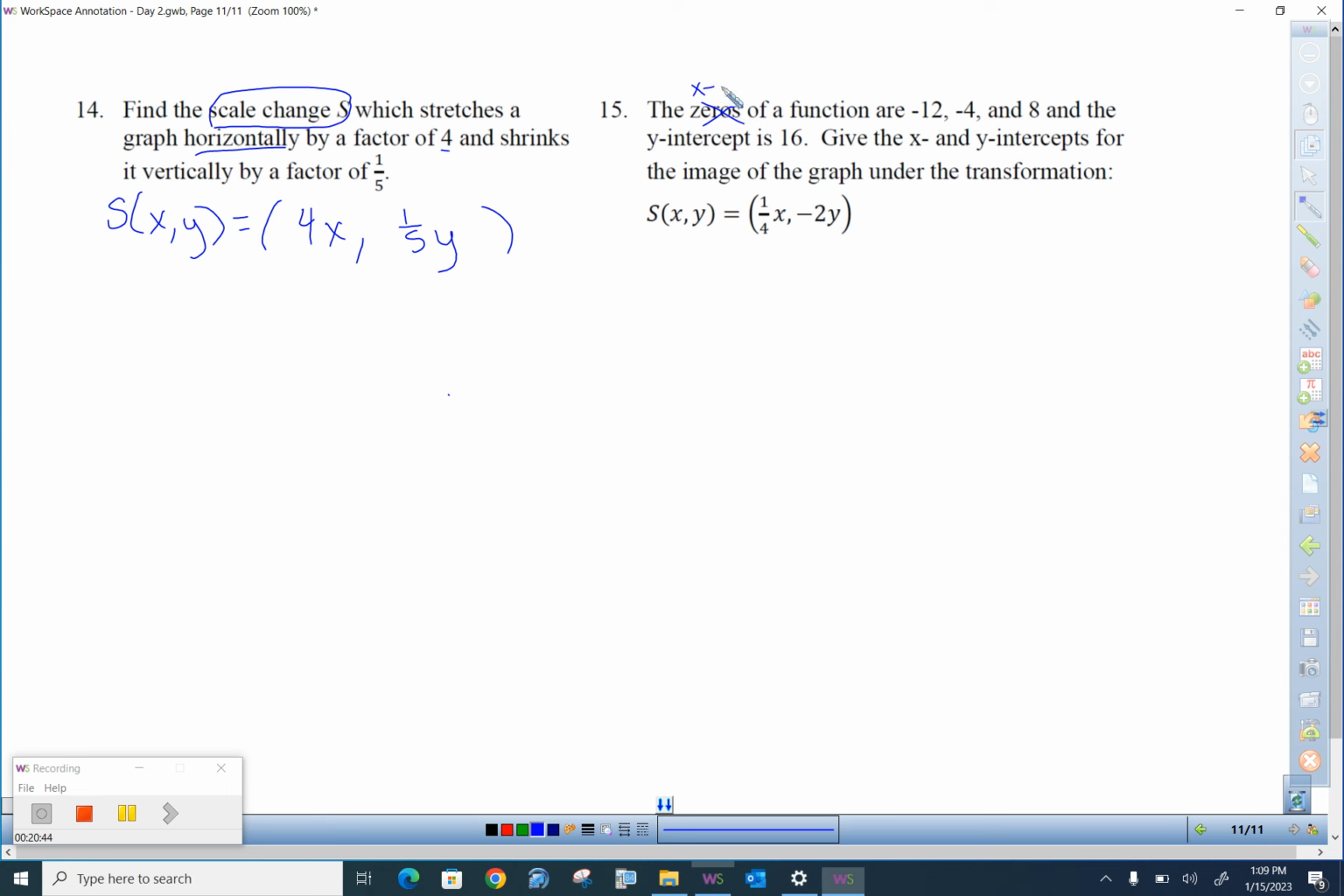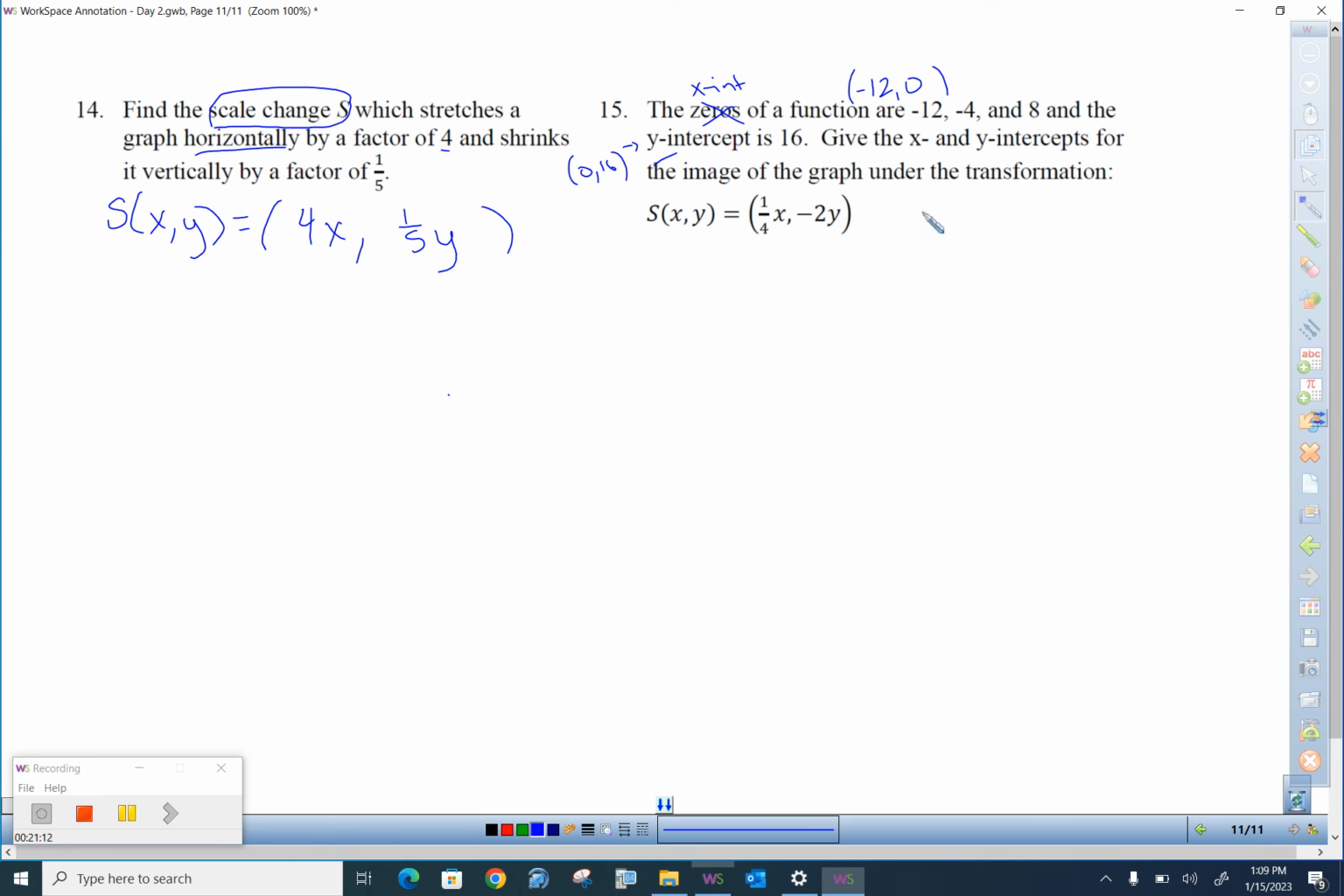Remember, zeros are the same thing as x-intercepts. The x-intercepts of a function are -12, -4, and 8, and the y-intercept is 16. So you remember, a function can have multiple x-intercepts, but it's not possible to have more than one y-intercept. I do want you to think about these as ordered pairs. It's going to help us for the rule. X-intercepts are (something, 0), and the y-intercept is (0, something). And then we're just going to plug it in this rule, okay?